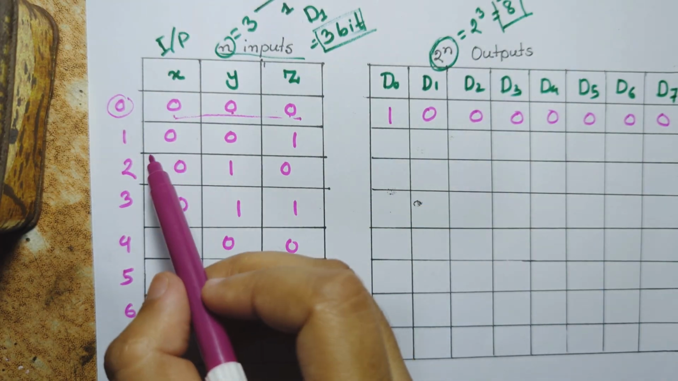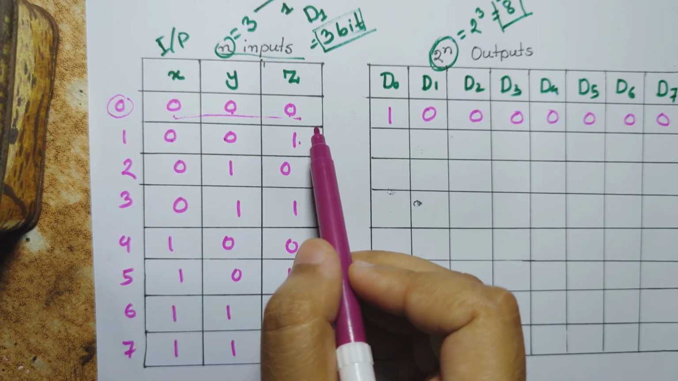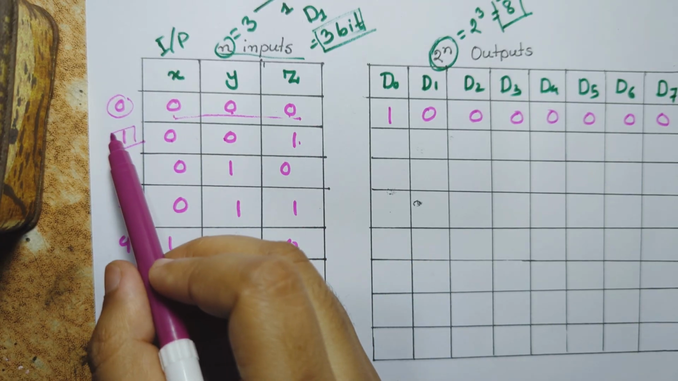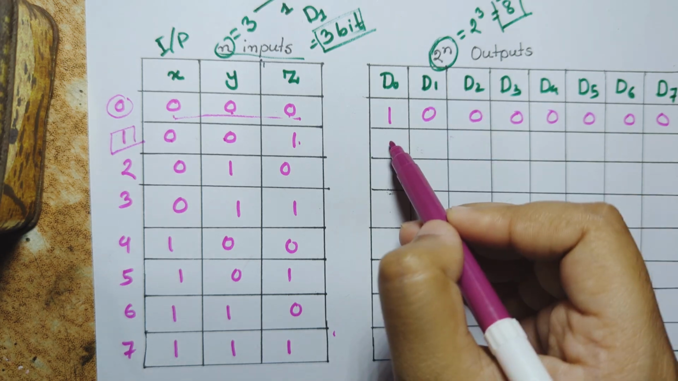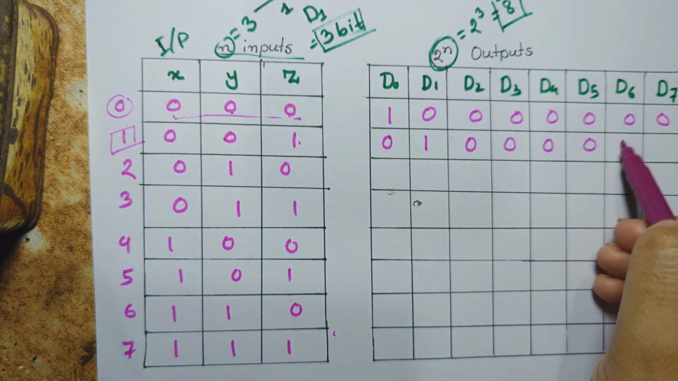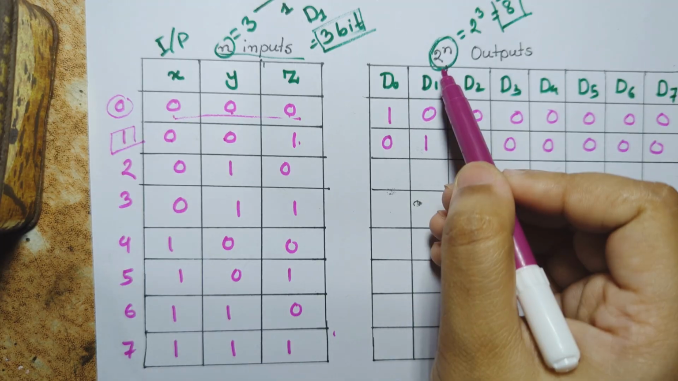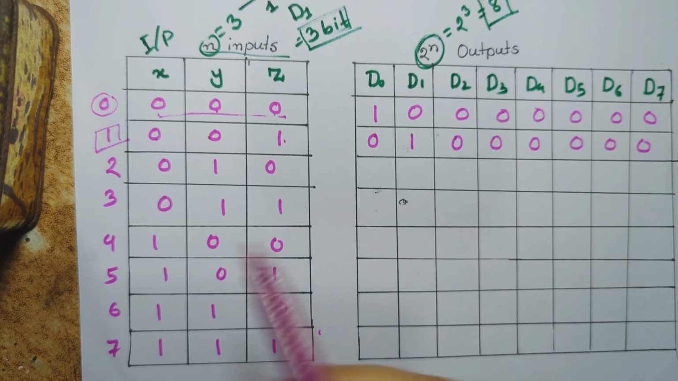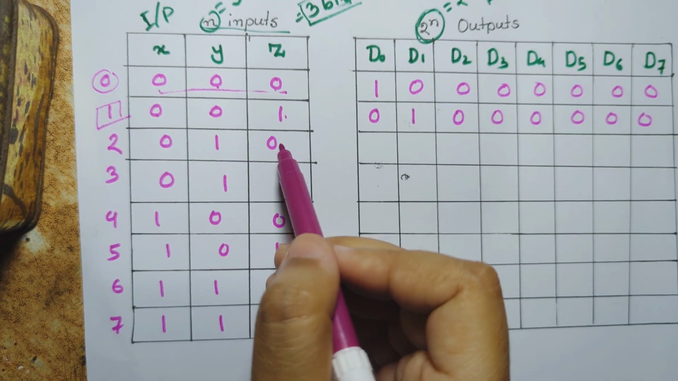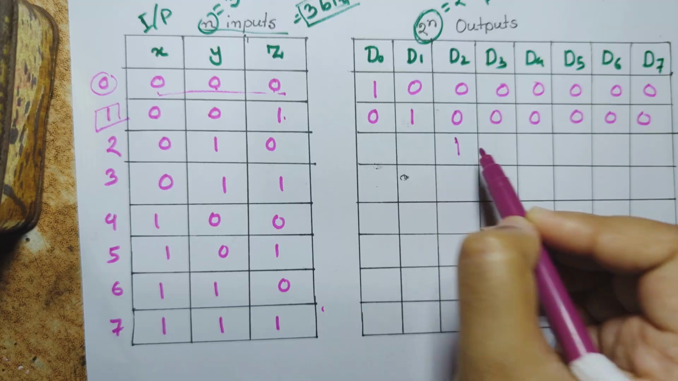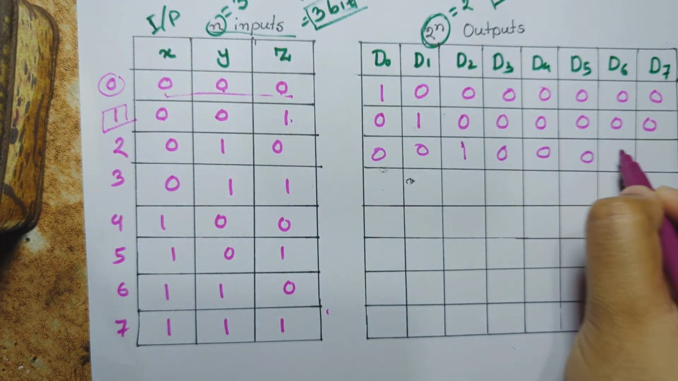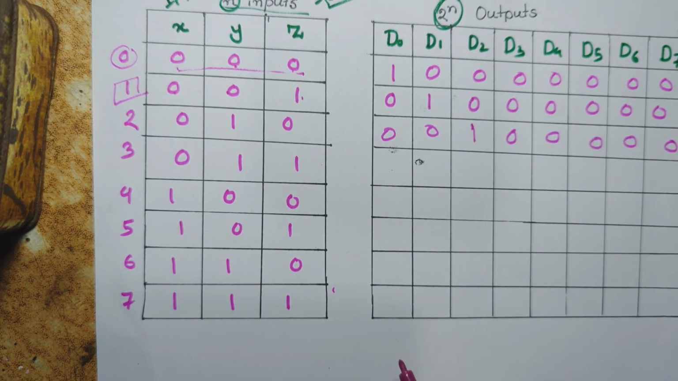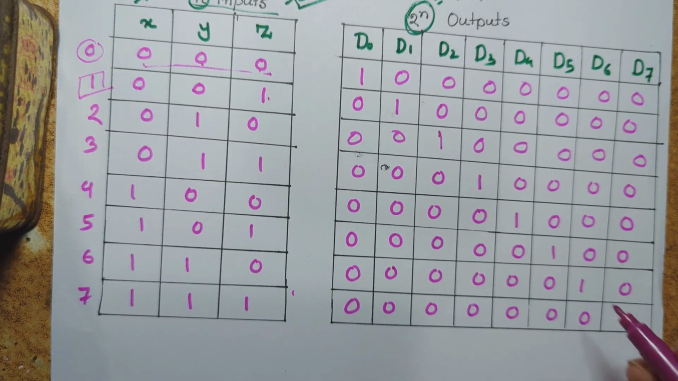Then if we give the input lines as 0 0 1, which we know represents the binary information 1, we will get the output as 0 1 0 0 0 0 0 0. It means that only D1 will be on and all the other 7 output lines will be off. Similarly, if we give 2, then we will get D2 as 1 and all the others will be off. Similarly, we have filled up all the tables according to these input lines and we got these output lines. So this is how this decoder works.